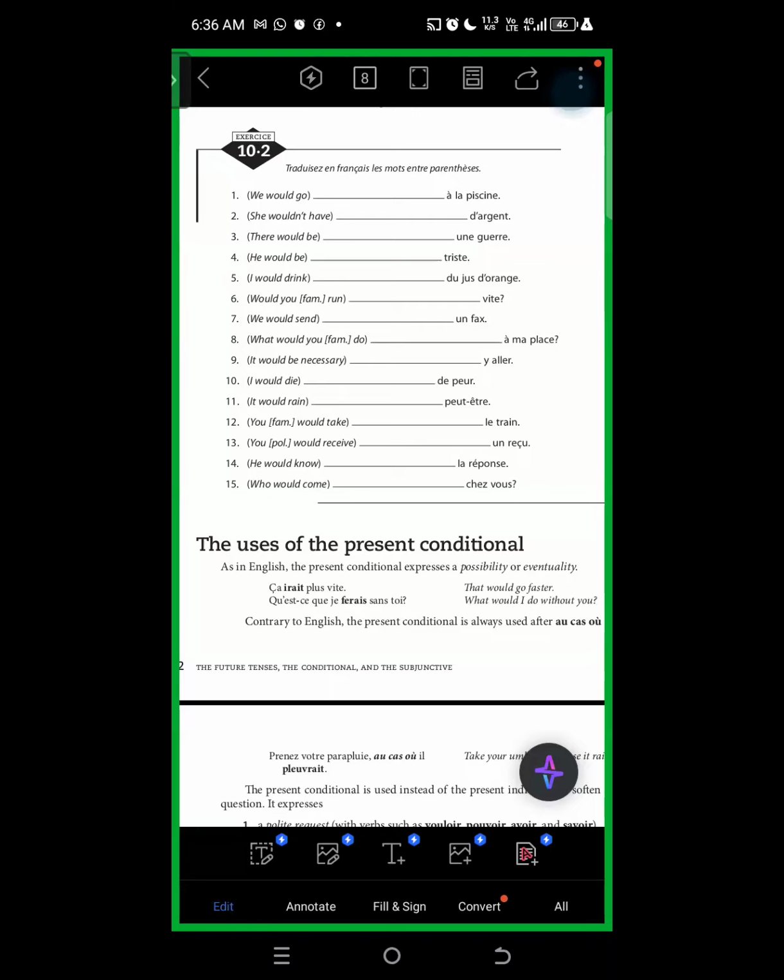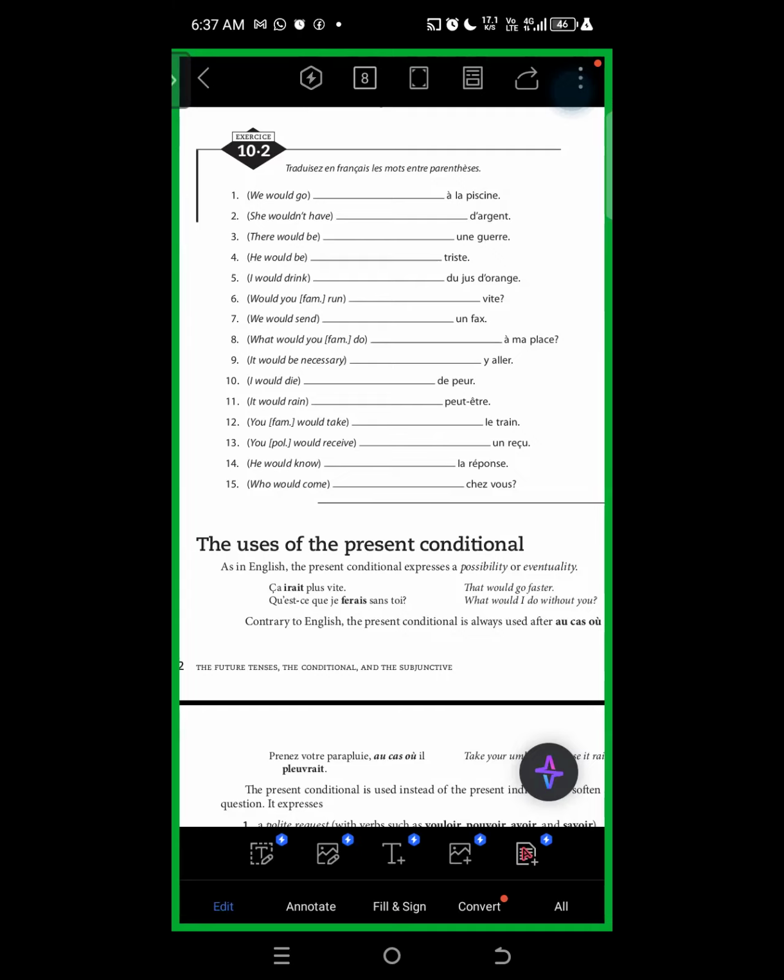I would drink. The verb is to drink, right? That's boire. I can't remember bois now. When you say je boirai, or je boirais. Je boirais du jus d'orange.